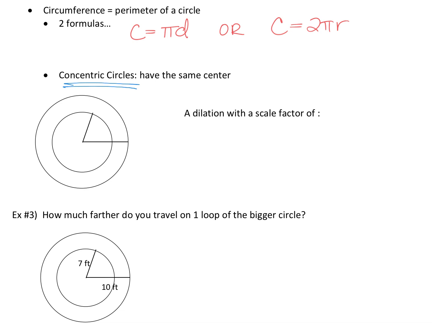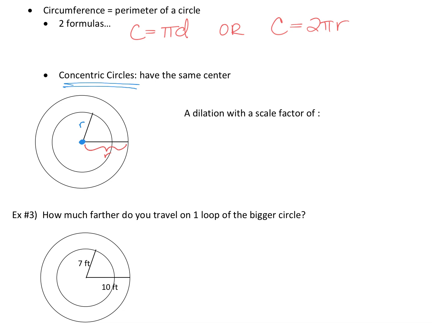Good scene. Anyway, concentric circles just means they have the same center. Okay, so this point is the center of both of those circles that you see. This is the radius of the smaller circle. This is the radius of the bigger circle. Now, we talked dilations. Remember dilations? A dilation was basically saying something grew or something shrunk proportionally, okay?